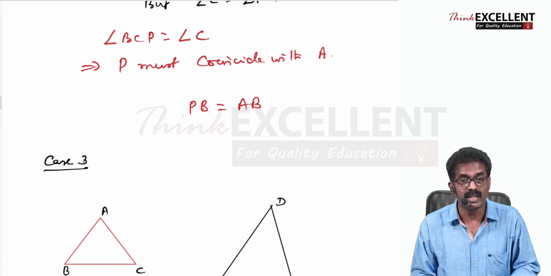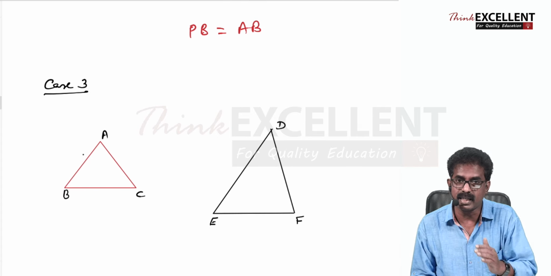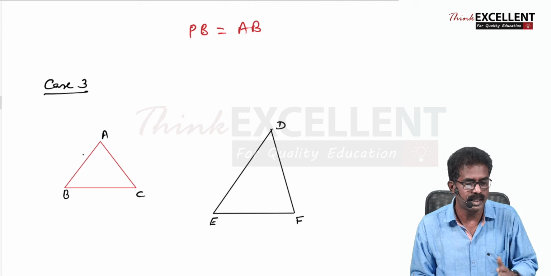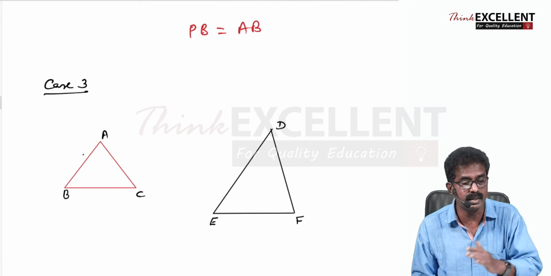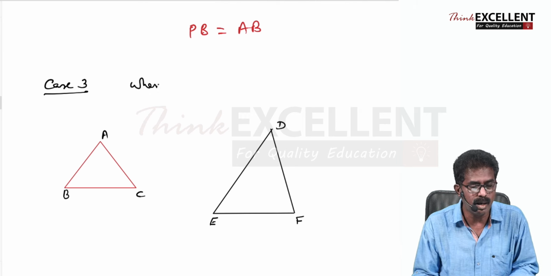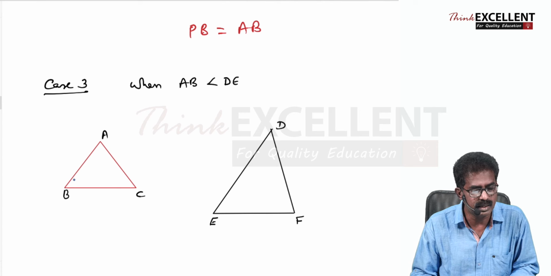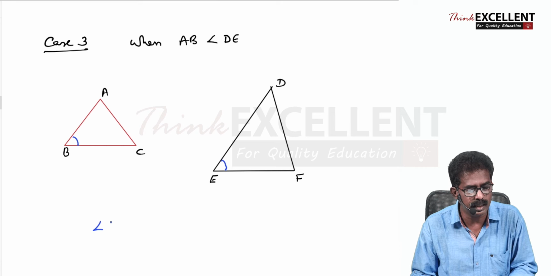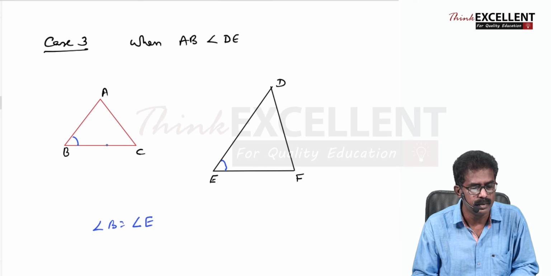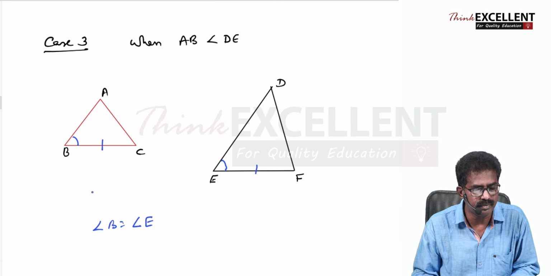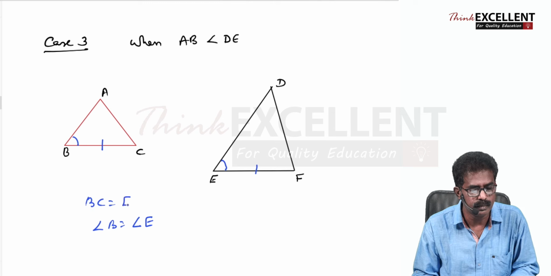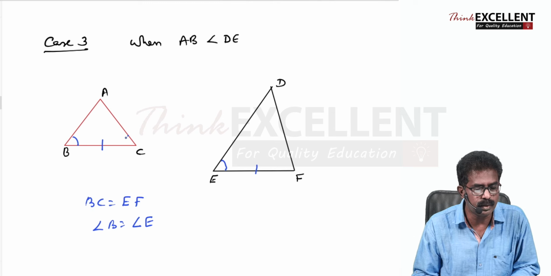Case 3. The first case we assumed AB and DE are equal. In single step we finished. Second case we assumed AB is greater. Now AB is smaller. AB is smaller than DE. Listen very carefully, almost similar to case 2 only. But already it is given in the question angle B equal to angle E, right? Angle B equal to angle E. BC equal to EF, and angle C equal to angle F, right? Angle C equal to angle F.